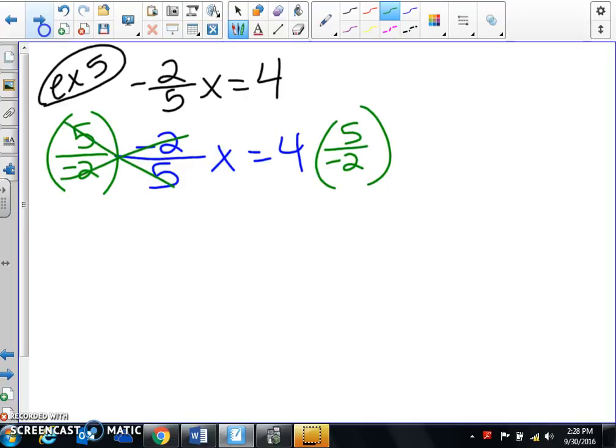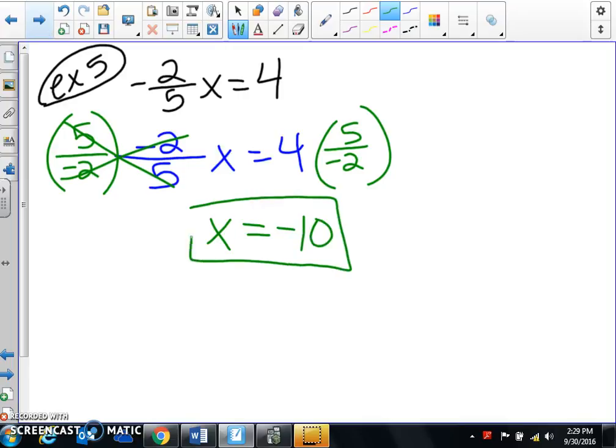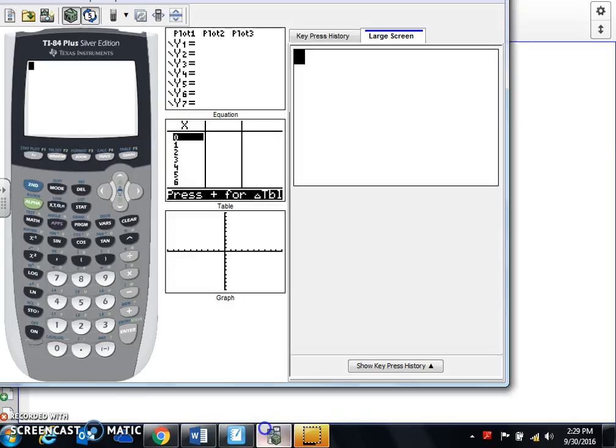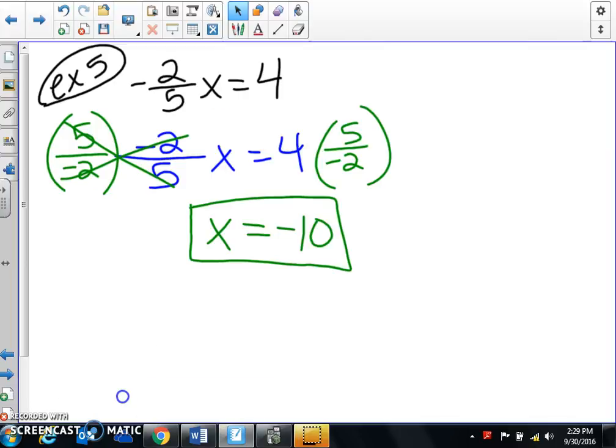Okay, those are going to cancel. Drop down my x. 4 times 5 is 20. 20 divided by negative 2 is negative 10. Now, if you grab your calculator really quickly, just to make sure, I would put this in my calculator just to check myself. So that's 4 times 5 divided by negative 2, parentheses, and sure enough, I got negative 10. So same thing. Okay, so that's it for one-step equations.